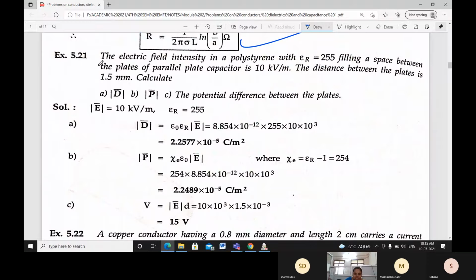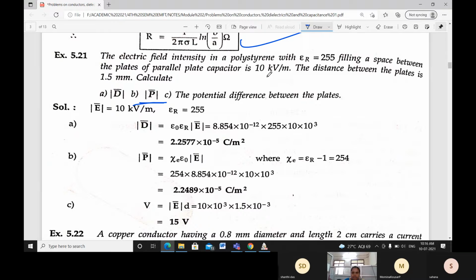Next problem: the electric field intensity in a polystyrene with epsilon R given as 2.55, filling the free space between the plates of a parallel plate capacitor, is 10 kilovolts per meter. The distance between the plates is taken as 1.5 millimeters. Calculate the flux density, the polarization, and then the potential difference between the plates. While taking our theory classes, we come across this.